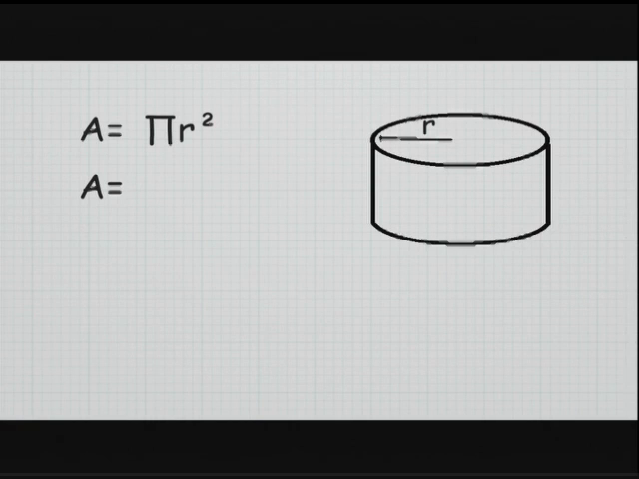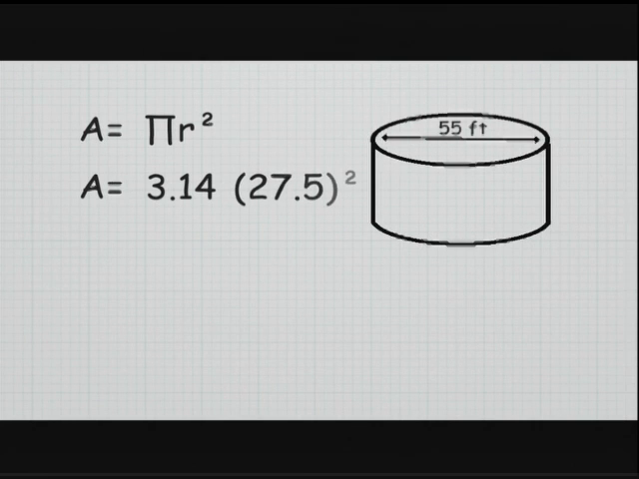Pi is commonly rounded to 3.14, times the radius, which is half of the diameter, 55, or 27.5, squared. This gives us an area of 2,375, and the units are in square feet.